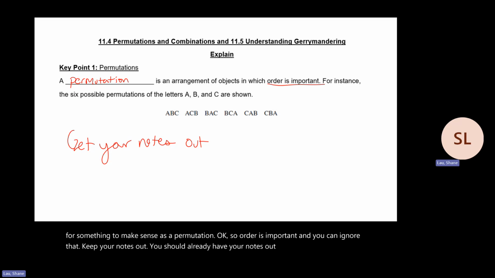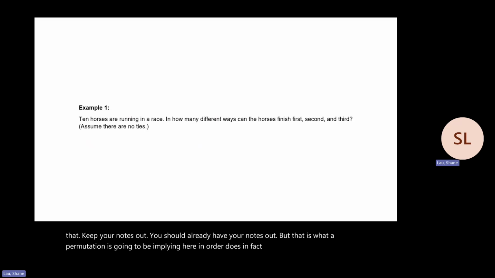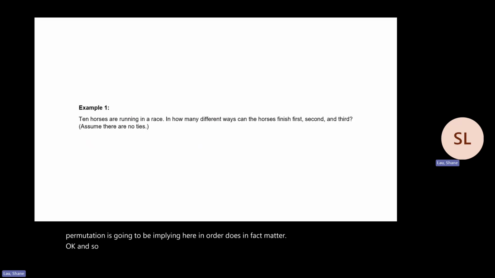But that is what a permutation is going to be implying here. Order does in fact matter. Okay, and so here's example 1. It says 10 horses are running in a race. How many different ways can the horses finish first, second, and third?